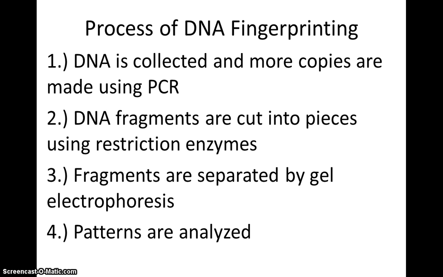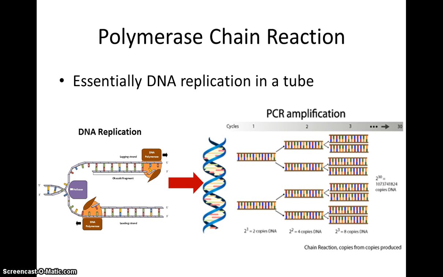Then the DNA is cut into fragments. The DNA is very long, and it's cut into smaller base pair fragments. And these are going to be done using specific enzymes called restriction enzymes, and we'll go into more detail on those as well. And then finally, the main thing that leads to that actual pattern we saw in the last slide is those DNA fragments are then separated out by another process called gel electrophoresis, and then you can look at those actual patterns.